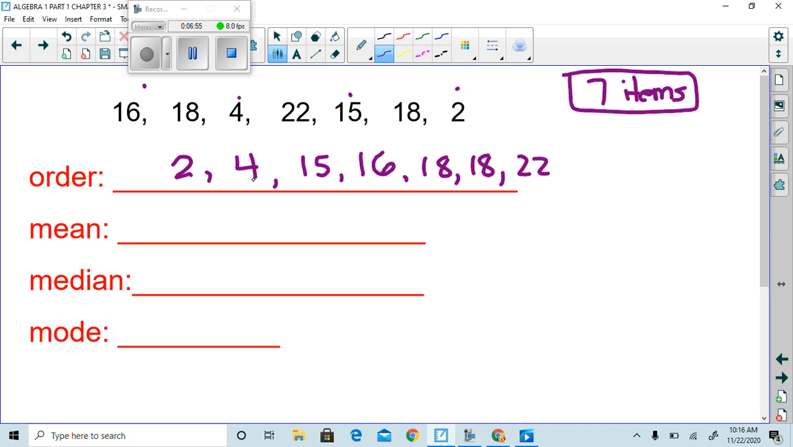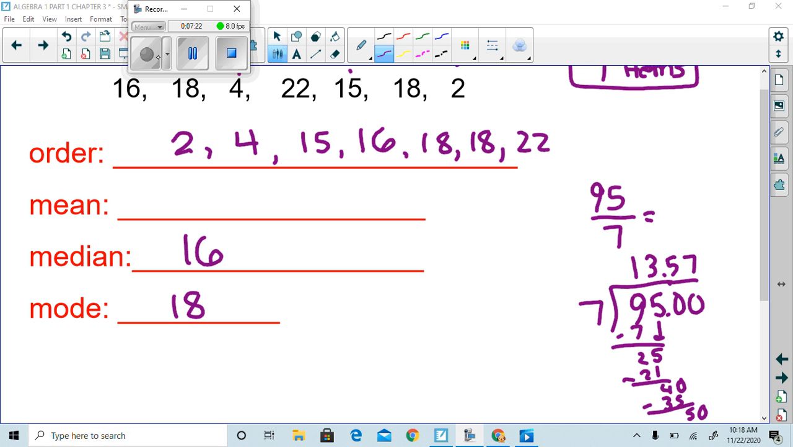Let me look at my mode, and yes, there is one. It's 18. Median is right in the middle. That's going to be 16. Now you want to add up this set of data and divide by the number of items. I'd like you to do that now. So find the sum, add them all up, and divide by the number of terms. Let's see what you get.